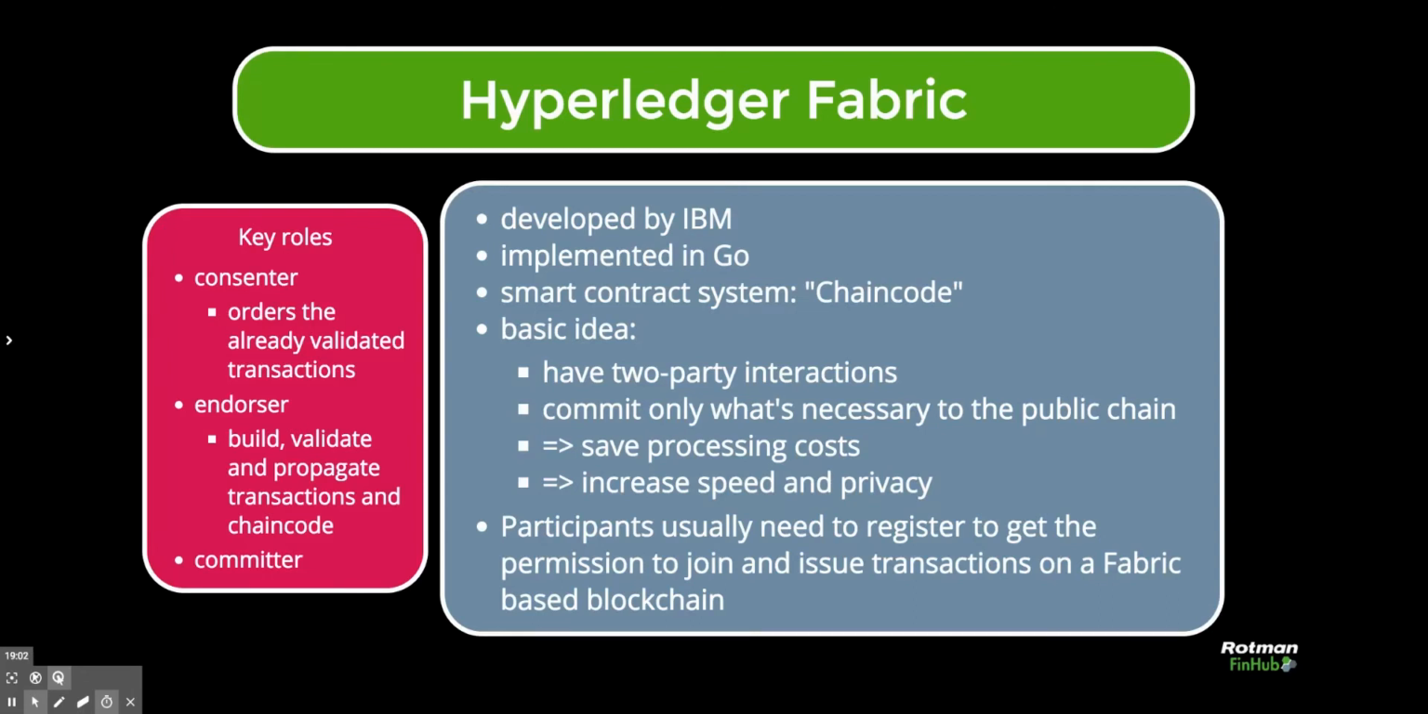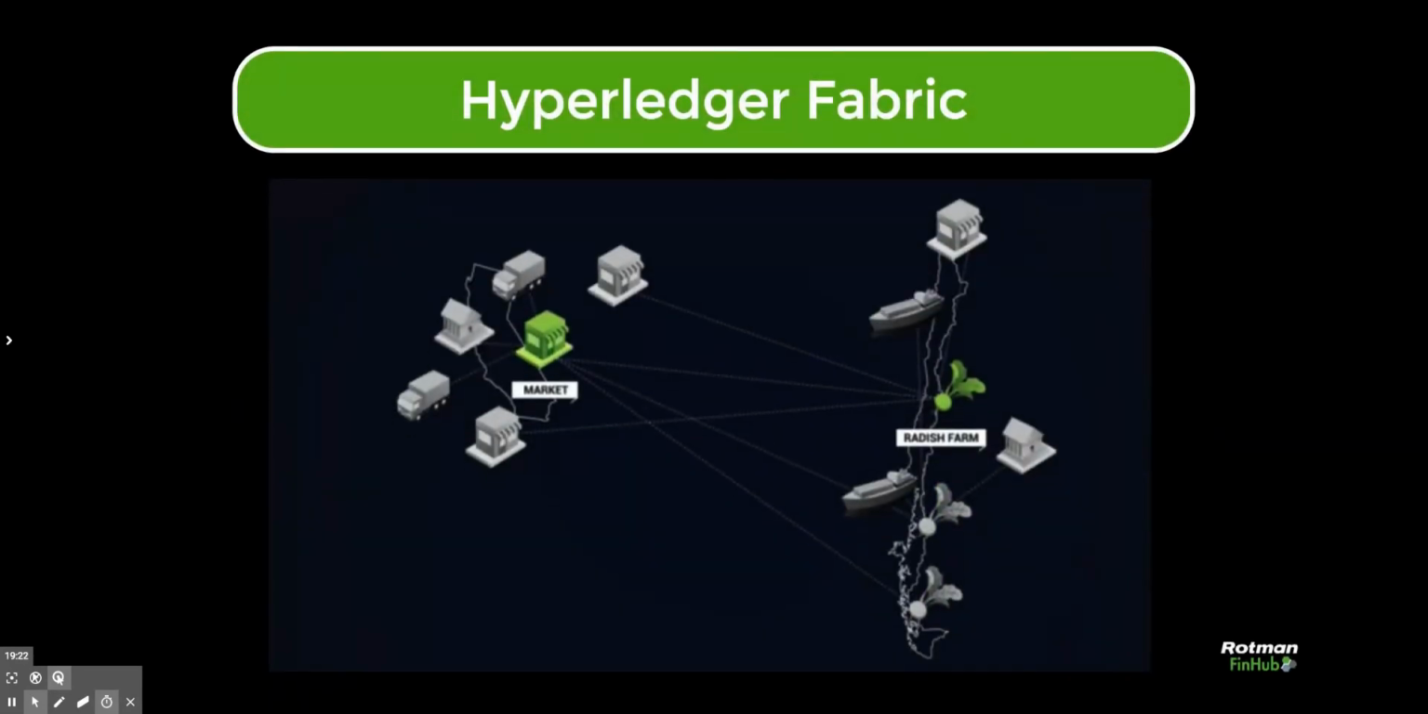So in this system, there are the following key roles. There are the consenters. What they do is they order the already validated transactions. And then there's the endorsers. What they do is they validate, build, and propagate transactions in chain code. And then we also have committers. These are entities that commit data to the chain.